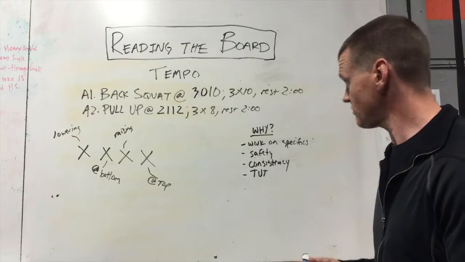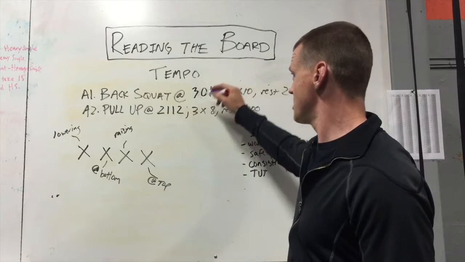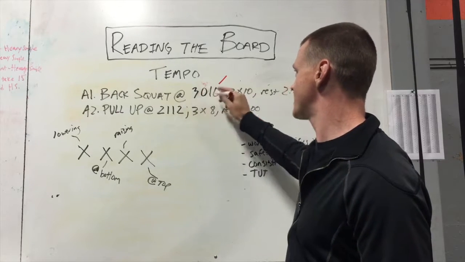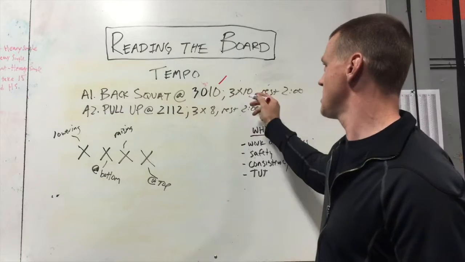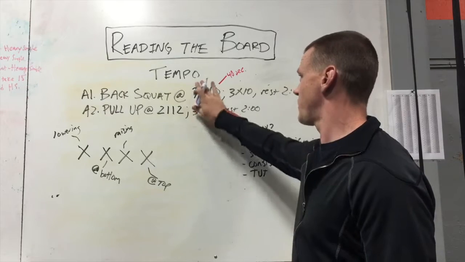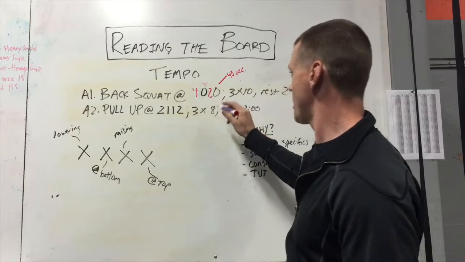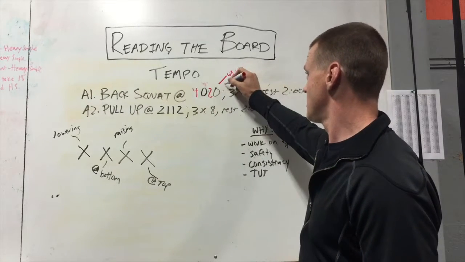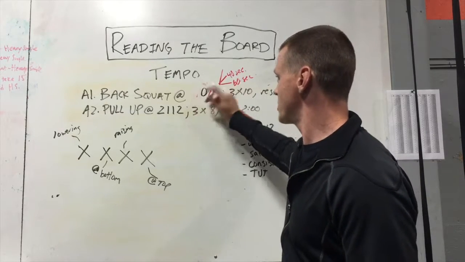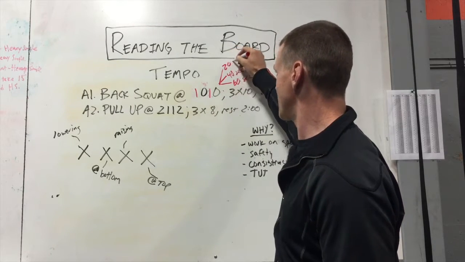So let's take a look at the control within the time under tension here. 3010 is 4 seconds per squat in this example: 3 seconds down, 1 second on the way up, times 10 is 40 seconds of squatting work. If we were to change this number and say 4020, that's 6 seconds per squat, so 60 seconds of work per set. Or if we change this to, for example, 1010, then 20 seconds of work.